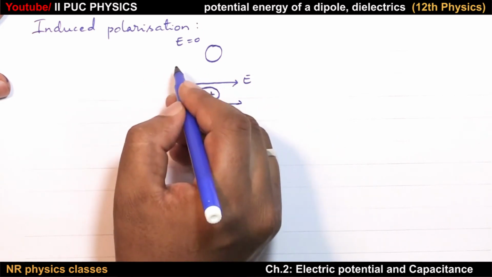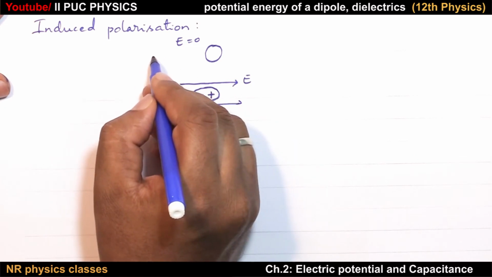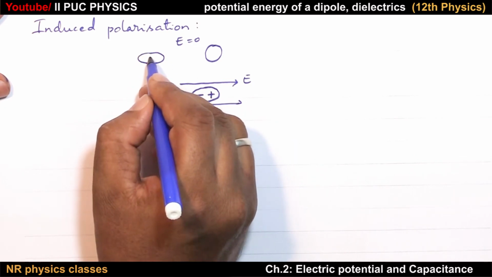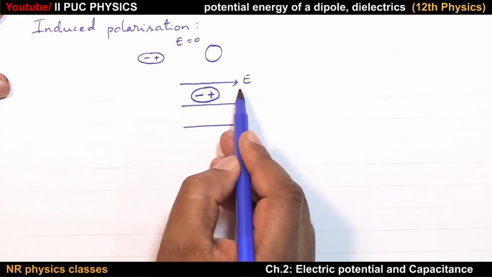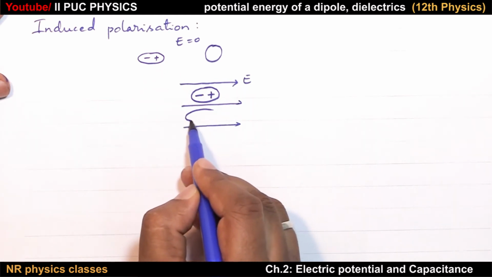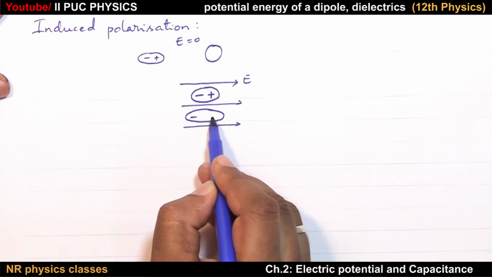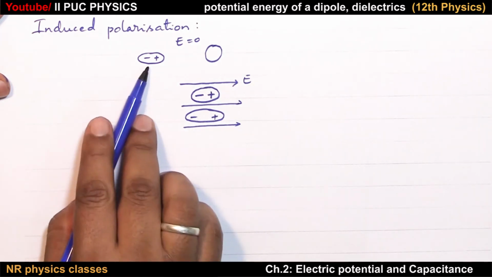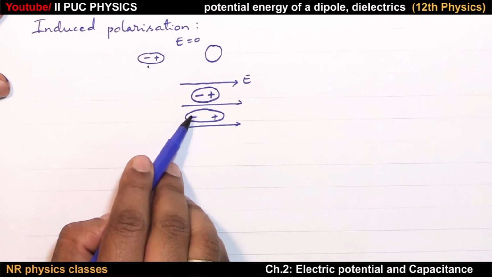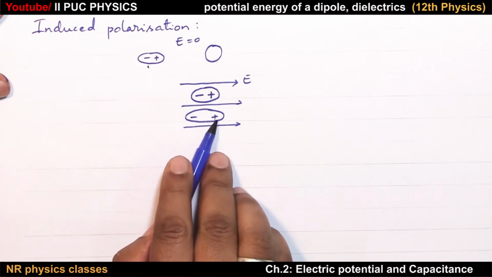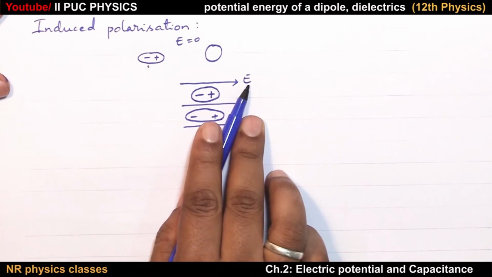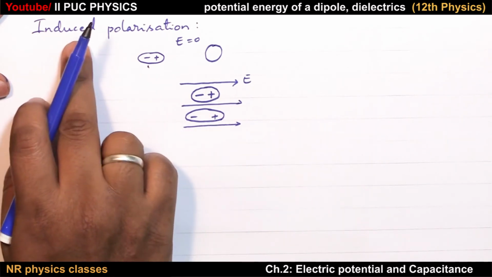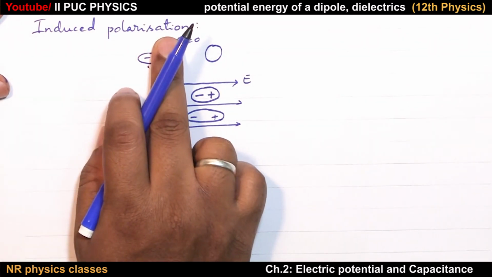Suppose a molecule already has some dipole moment, a polar molecule, minus and plus. To this molecule, if an electric field is applied, the dipole moment can further increase. Look at this and this. So the dipole moment can be increased, or a dipole moment can be seen, with the applied electric field. So this is called induced polarization.